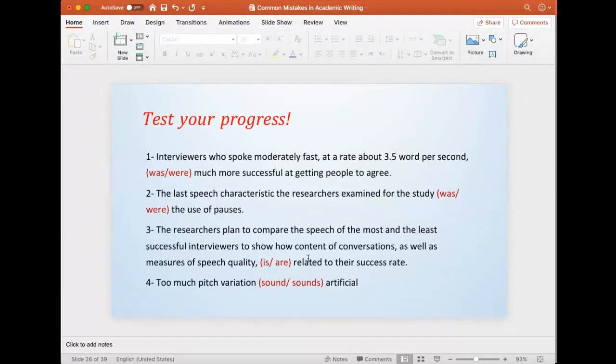Here is a test for your knowledge. Read those sentences and try to choose the best verb between brackets. So you have two formats, one for singular and the other for plural. I'll give you 2 minutes to go ahead and read. And once the 2 minutes are finished, I'll ask you to post your answers.